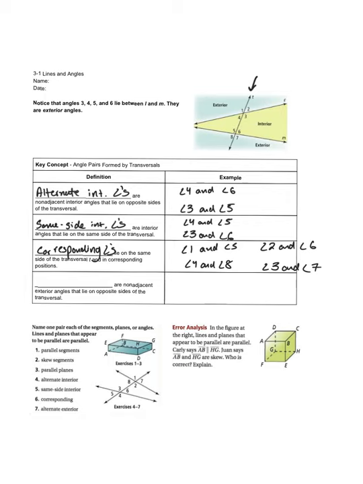And then last but not least, we have alternate exterior angles, which are non-adjacent exterior angles that lie on opposite sides of the transversal. So angles that are on the exterior and lie opposite from one another: angles 1 and 7, and angles 2 and 8.